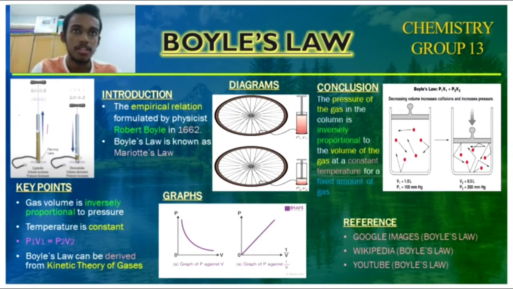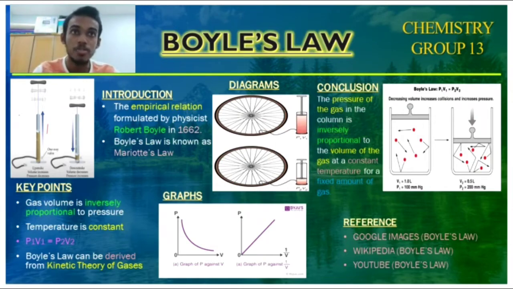The first relation shows the inversely proportional relation for pressure against volume. That means when pressure increases, volume will decrease. That's why it is stated as inversely proportional. That's the first graph. Now coming to the second graph.